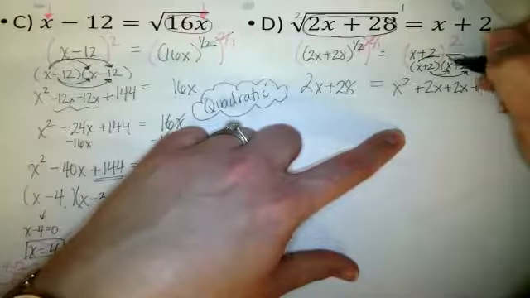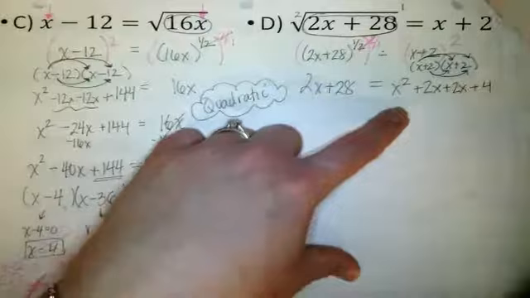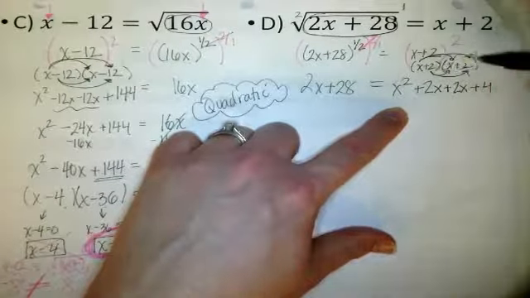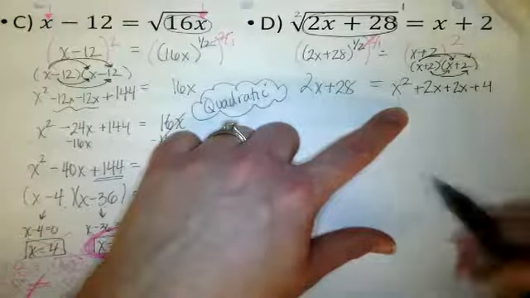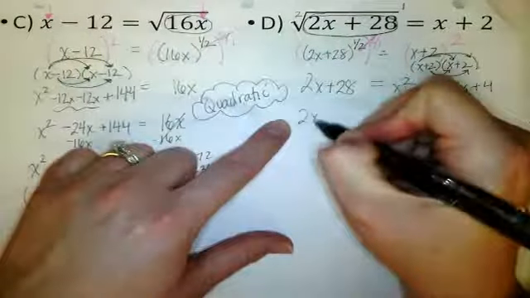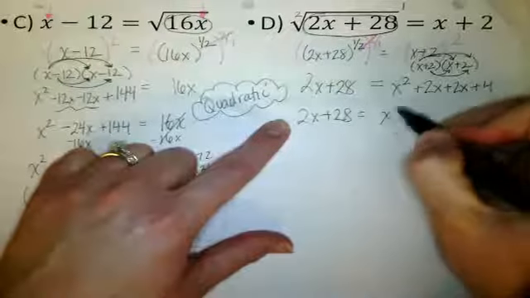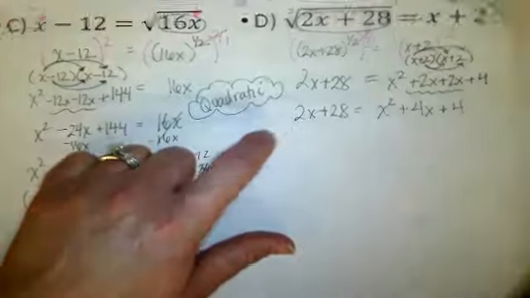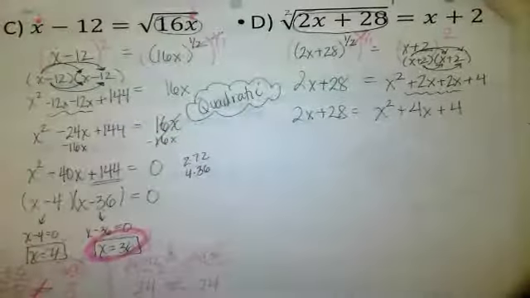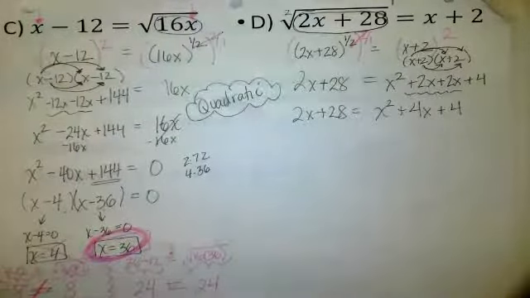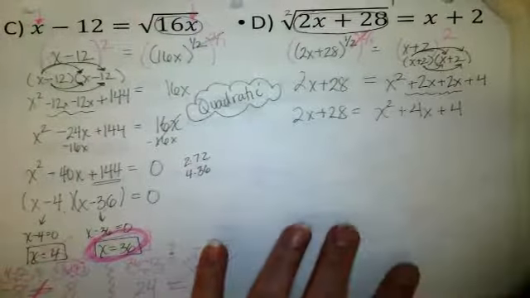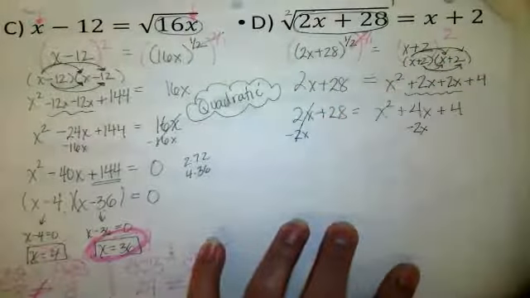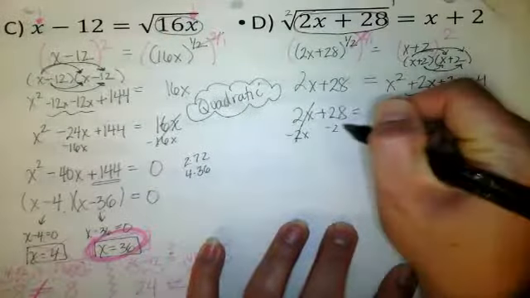Be very careful, ladies and gentlemen. That is where most people make mistakes. This is like the number 1 common mistake in math. Okay. Clean that up a little bit. X squared, 2x plus 2x is 4x. Now what should we do? Subtract the 2x. Very good. And what else can we do? Subtract the 28 as well, yeah.